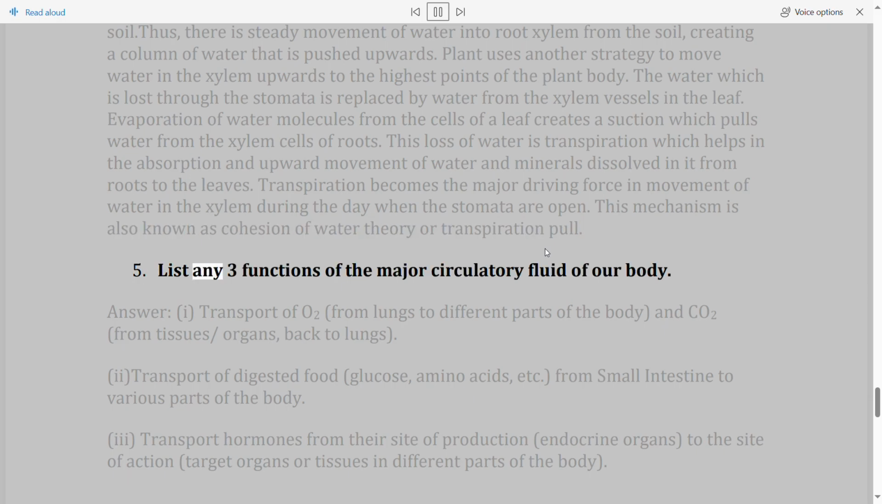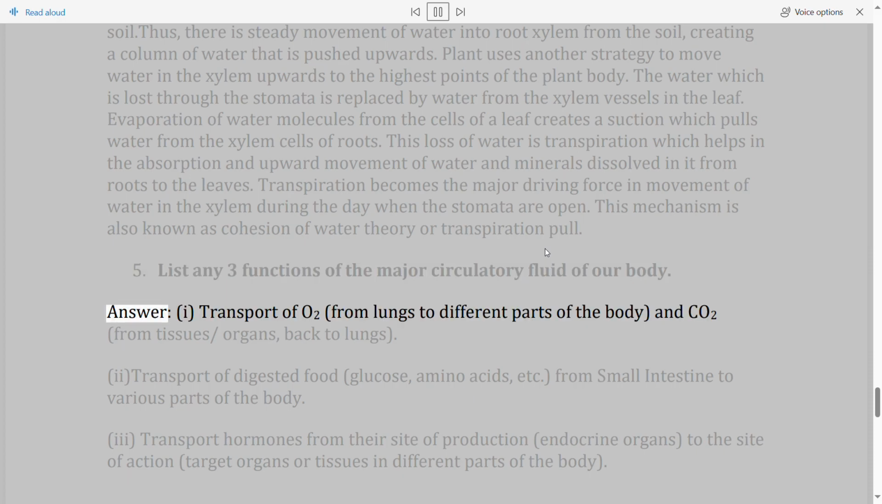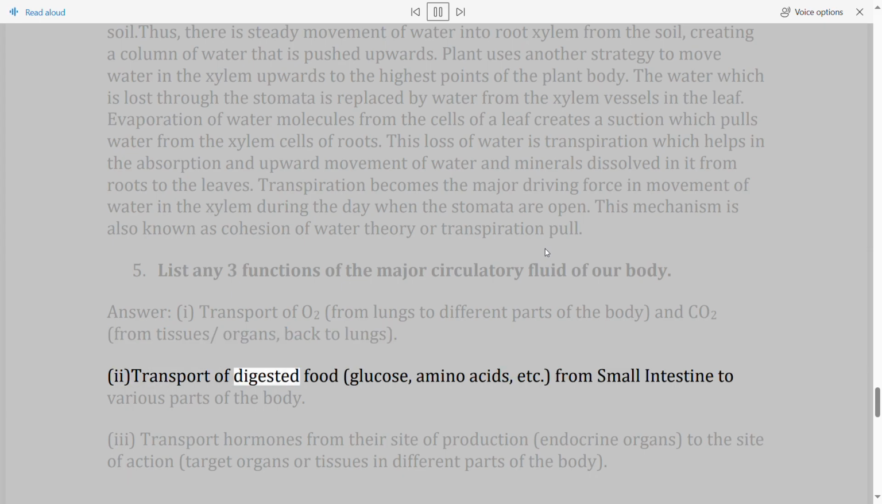5. List any 3 functions of the major circulatory fluid of our body. Answer: 1. Transport of O2 from lungs to different parts of the body, and CO2 from tissues and organs back to lungs. 2. Transport of digested food, glucose, amino acids, etc. from small intestine to various parts of the body.